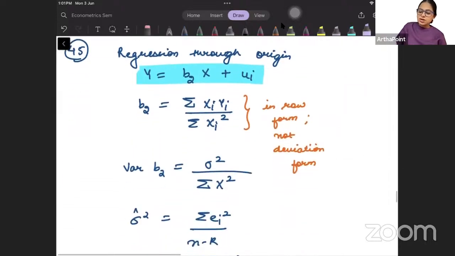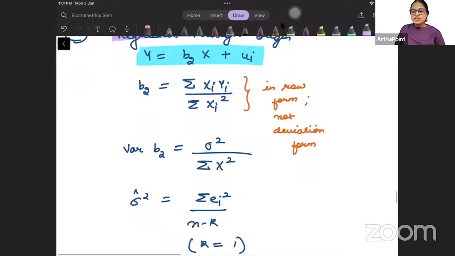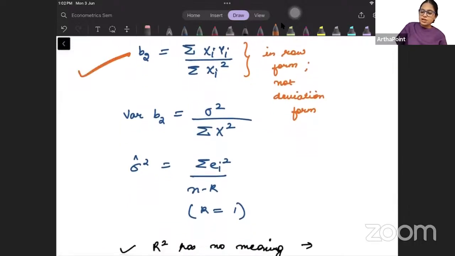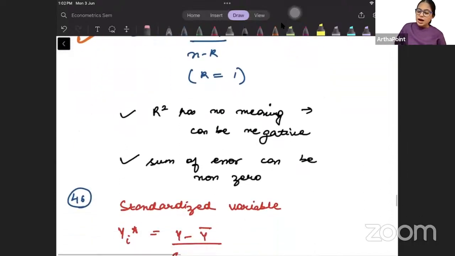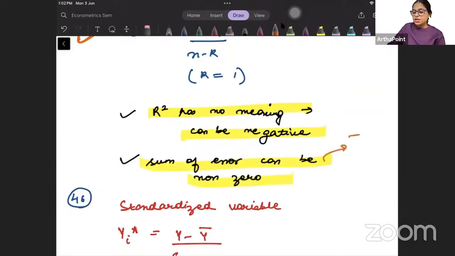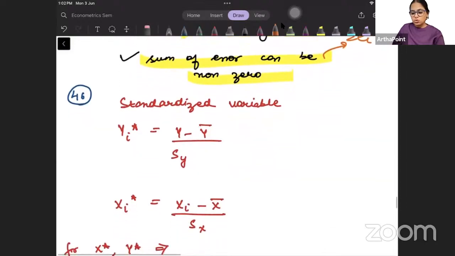Okay. Now this is regression through origin model. If it is a regression through origin model, so this is the value of B2, variance of B2 and sigma hat square. यहाँ पर जो B2 होगा, this will be in the raw format. मतलब deviation format में नहीं है. This is in the raw format. R square has no meaning to it. R square का regression through origin में कोई भी meaning नहीं होता. It does not mean anything. And it may happen कि अगर हम error का sum निकालें, it can be non-zero. जरूरी नहीं है वो zero होगा. It can be non-zero also.